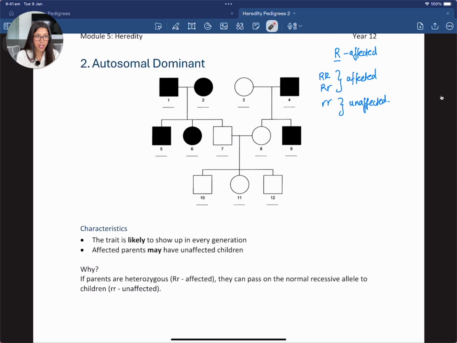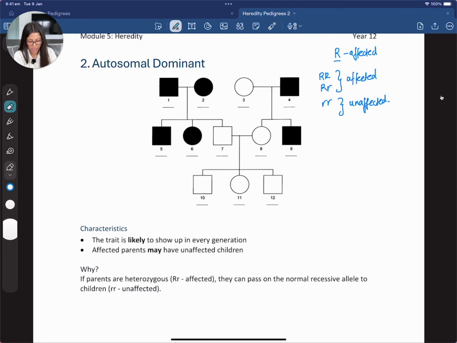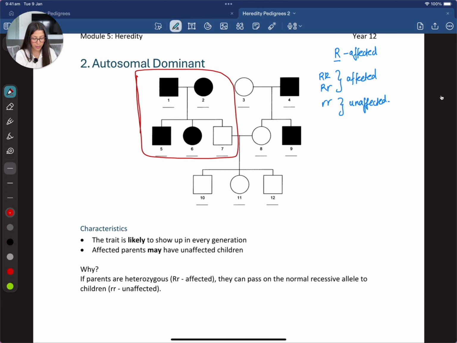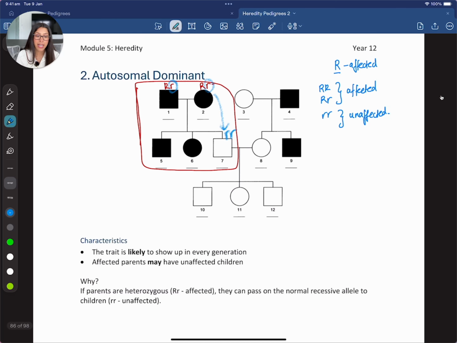generation. And now another key characteristic is that two affected parents may have an unaffected offspring, as you can see in this example here. Once again, this is a giveaway sign that it is a dominant condition. So how come this can be the case? Once again, the parents may have this heterozygous genotype, so they could both be affected, and somehow they may pass the unaffected little r allele to the offspring. So if parents are heterozygous for the trait, they can pass on the normal recessive allele to children.